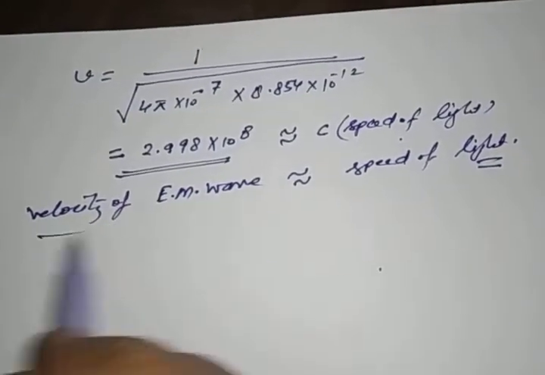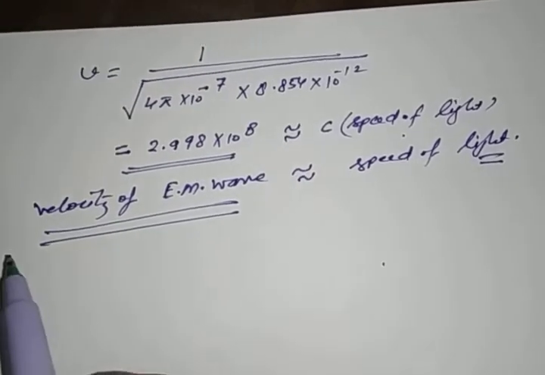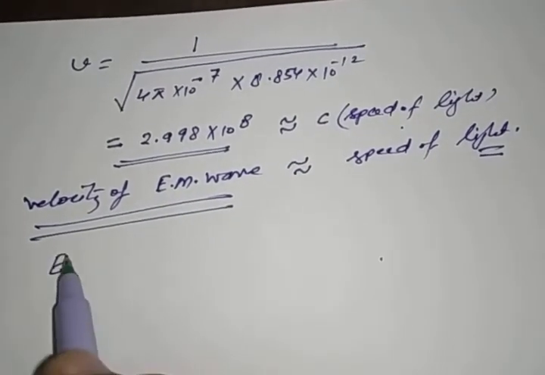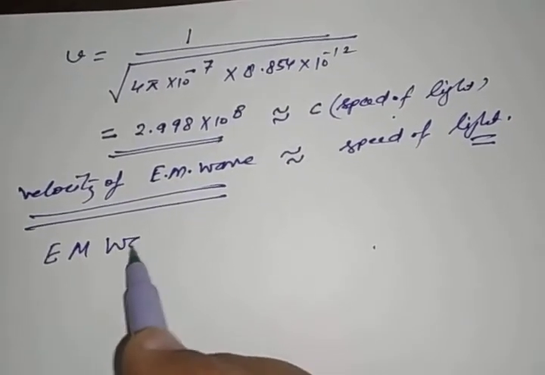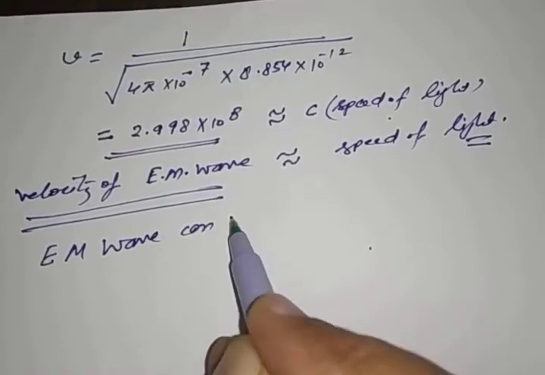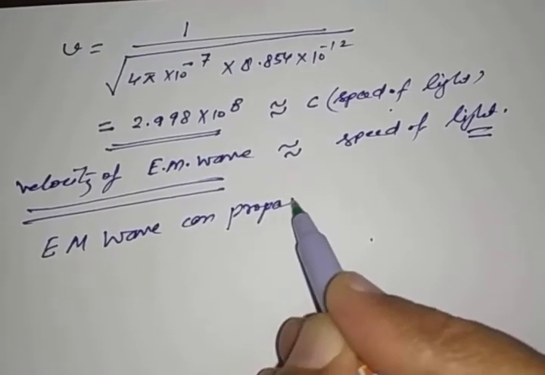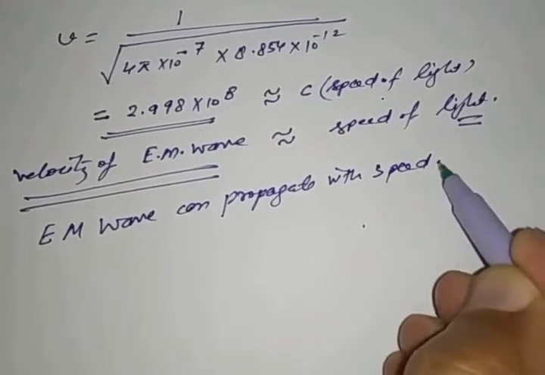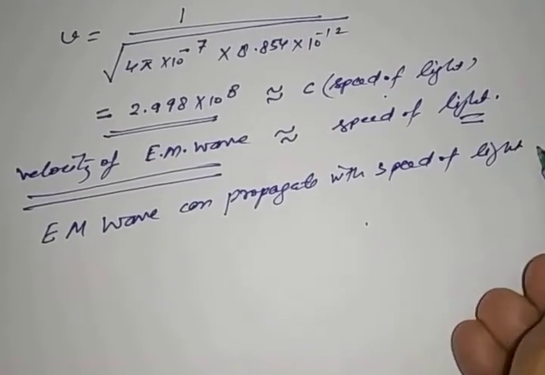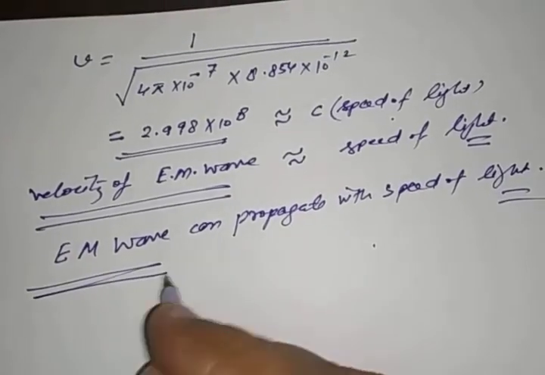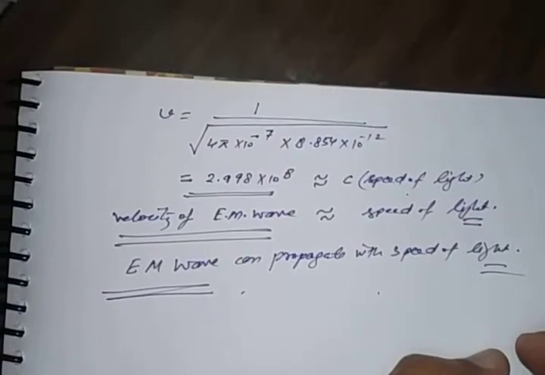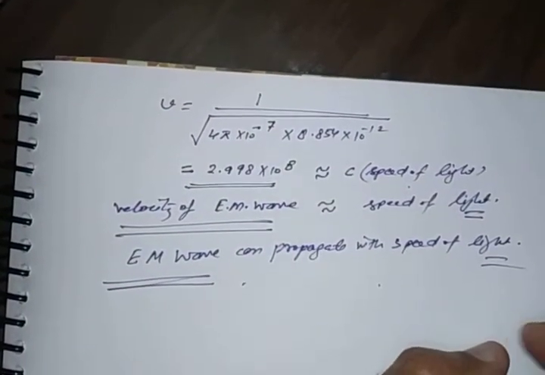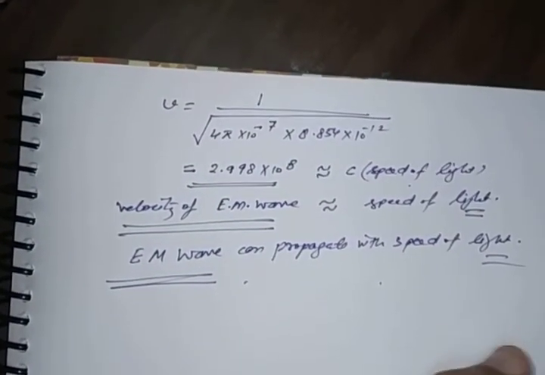So it clearly says that electromagnetic wave can propagate with the speed of light. Now, based on this fact, you can easily prove that light wave is an electromagnetic wave.